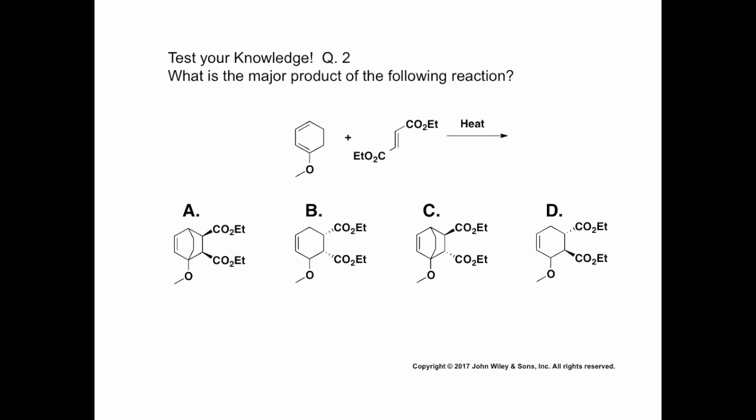Here we have another Diels Alder. Here you have a diene. Notice it's a cyclic diene. The 2 double bonds are in a ring, and then here's your dienophile. So with the Diels Alder, what product would you get? A, B, C, or D? Let me know in the chat.